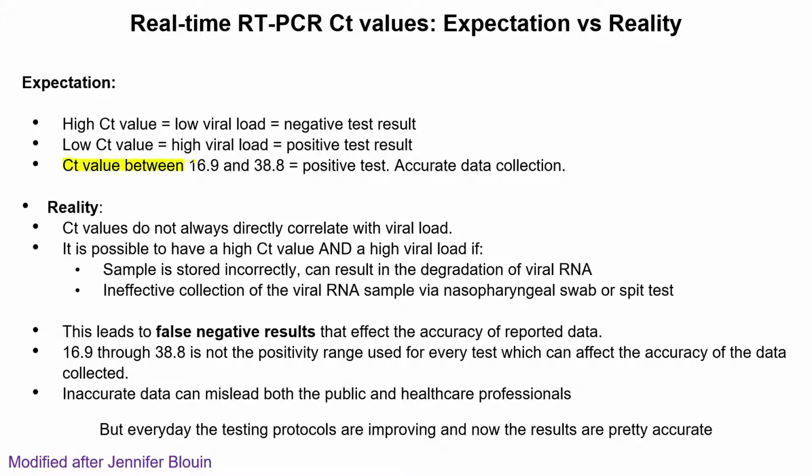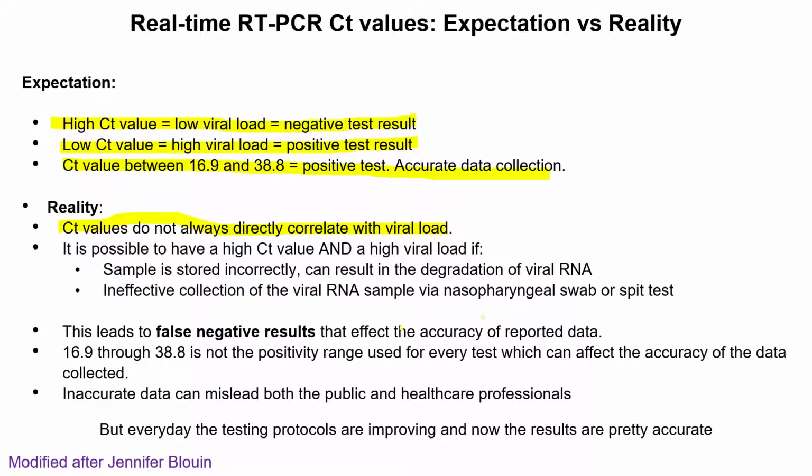If you have the CT value, you do not have to understand everything, but the basic idea is that a high CT value means a low viral load, a negative test result. A low CT value means a high viral load, a positive test result. But it does not always directly correlate to the viral load. A high viral load can still show a high CT value if the sample is stored incorrectly, which can result in degradation of the viral RNA. This is a repeat of the same thing, along with ineffective collection of the viral sample from the nasopharyngeal swab or the spit test. So there are factors that can be involved in there.